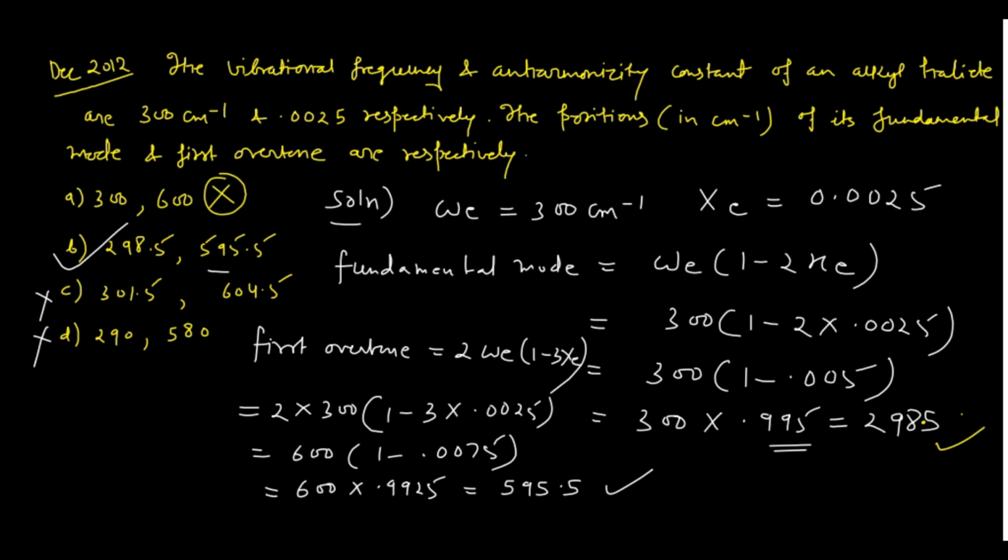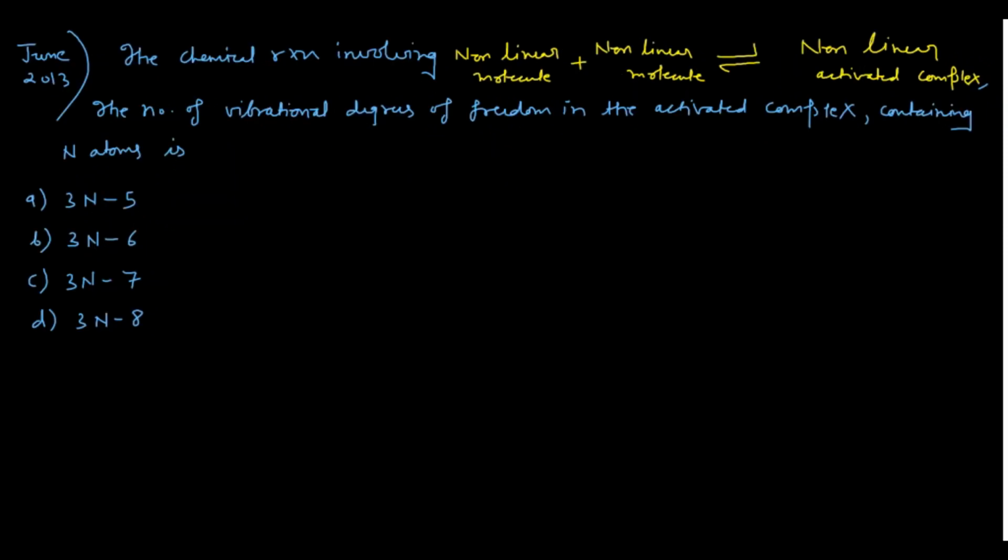Now if we go further, what is my next problem? The chemical reaction involves a non-linear molecule and another non-linear molecule forming a non-linear activated complex, and finally it will give you the product. The number of vibrational degrees of freedom in the activated complex containing n atoms is... So this problem is not straight from IR spectroscopy, but it is an amalgam of IR spectroscopy and chemical kinetics. I haven't uploaded any lecture on chemical kinetics.